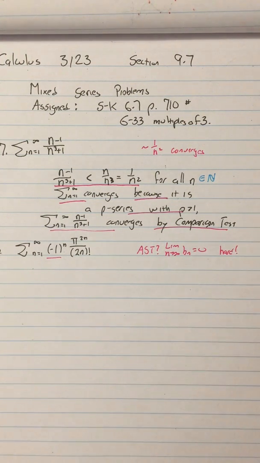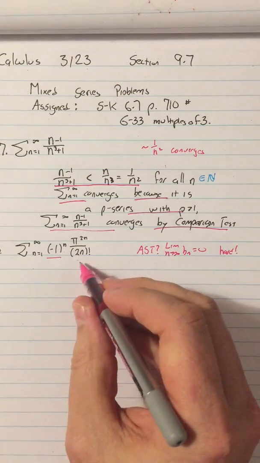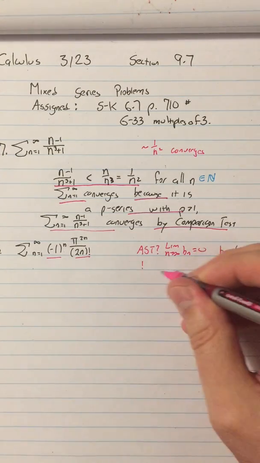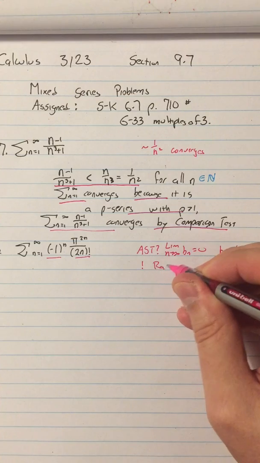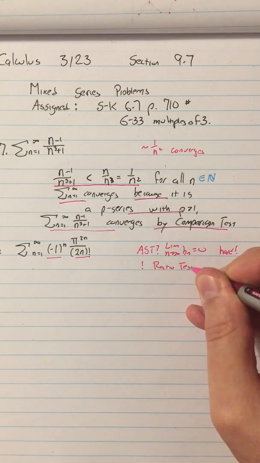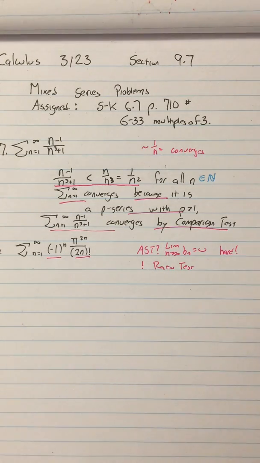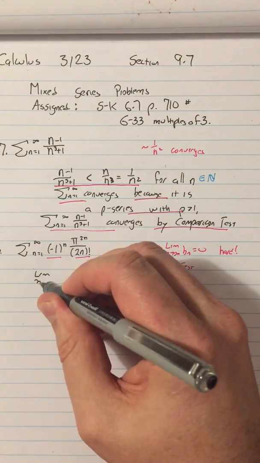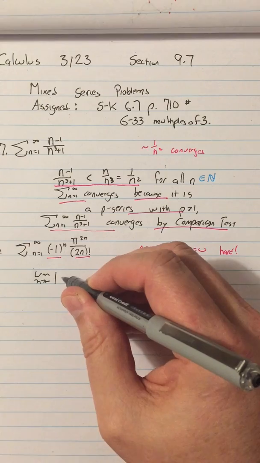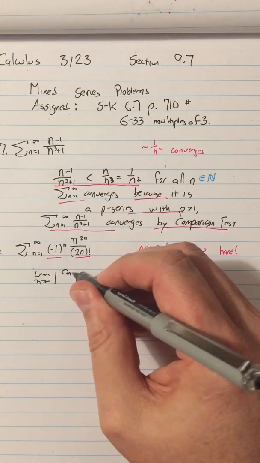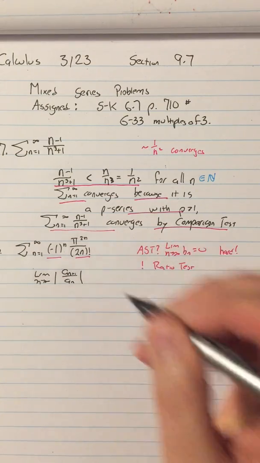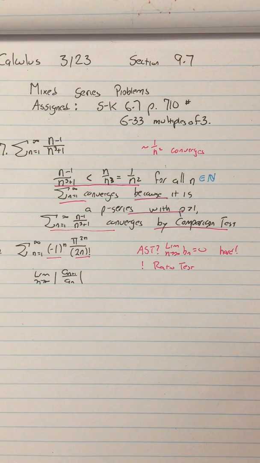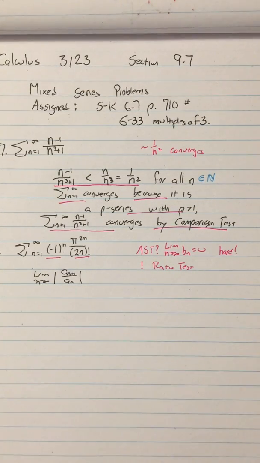But the ratio test is really set up for factorials. When I see these factorials, it makes me think it might be good to use the ratio test. So let's try that. For the ratio test, we need to find the limit as n approaches infinity of the absolute value of a sub n plus 1 over a sub n. And as long as that is not 1, so what does that have to be? It has to be a finite number or something.